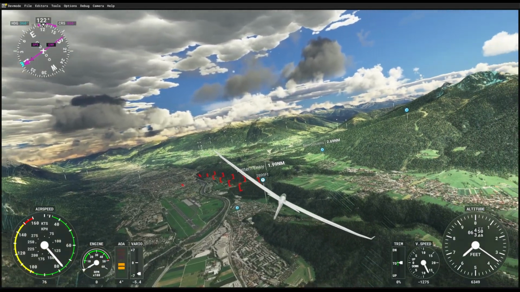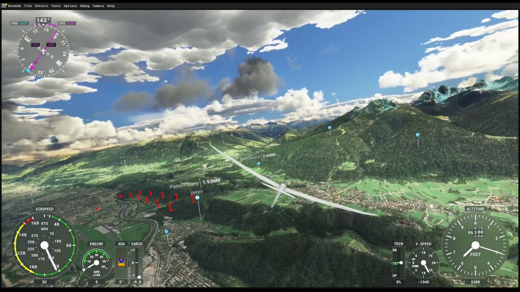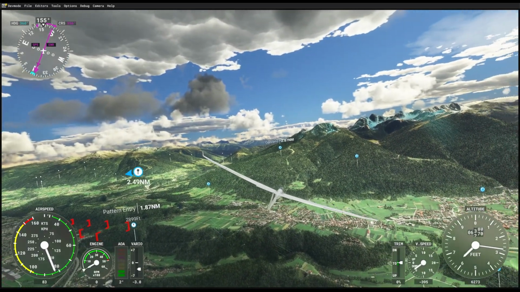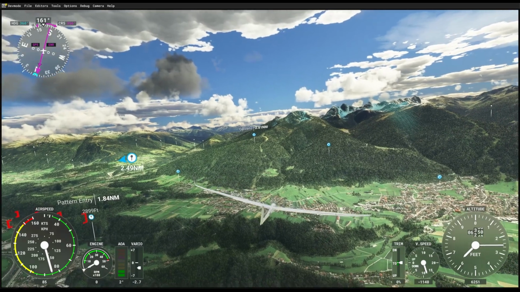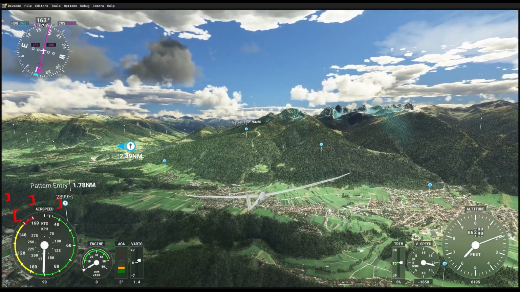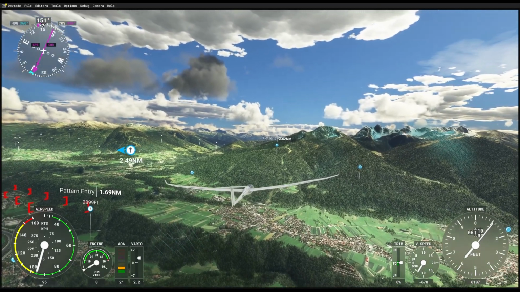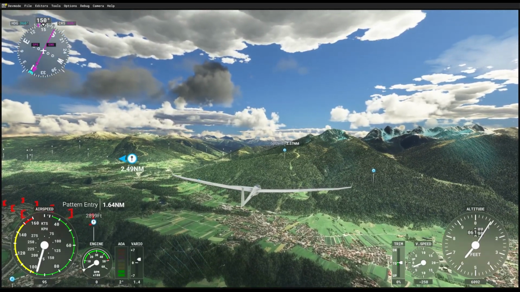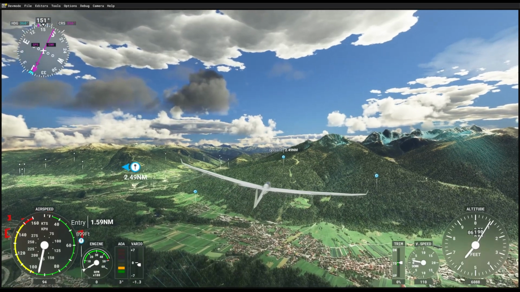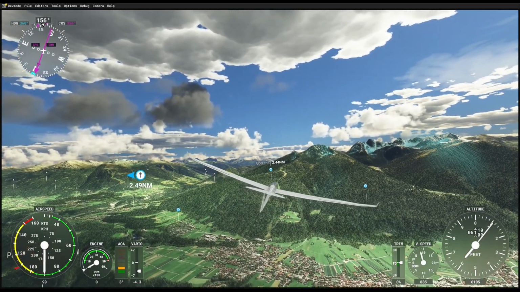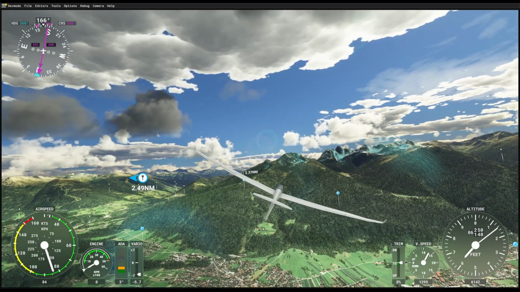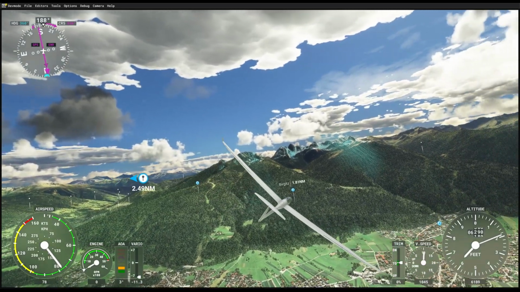You'll notice that we are about 3,500 feet too high to enter a pattern to land, so it's time to find ways to kill off some of that excess elevation. We can fly around and find some sink, or we can practice some other maneuvers that will kill elevation.